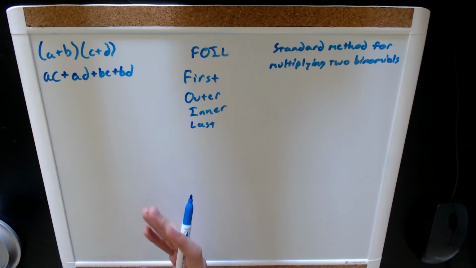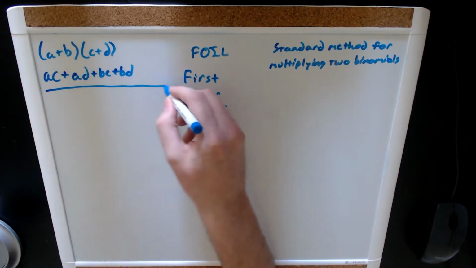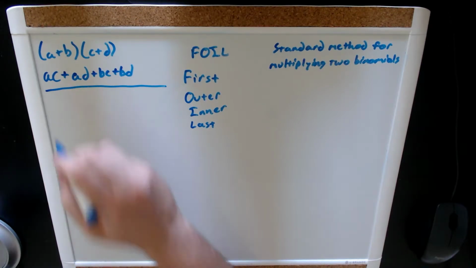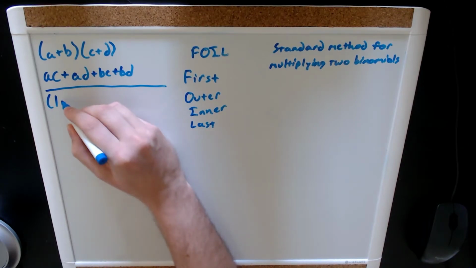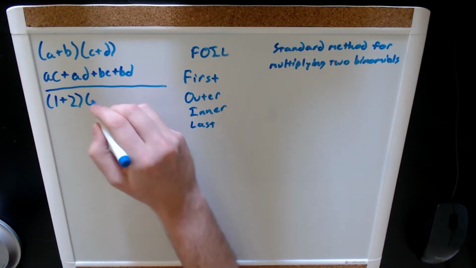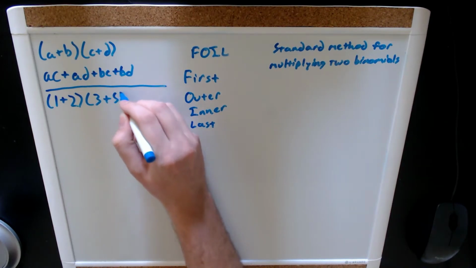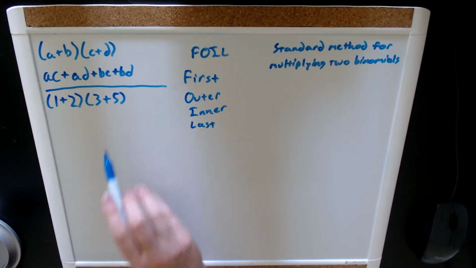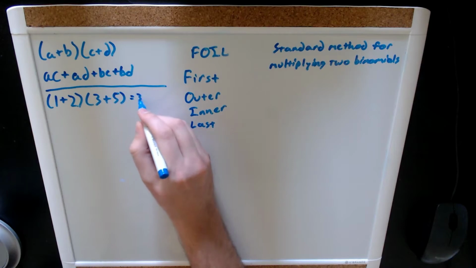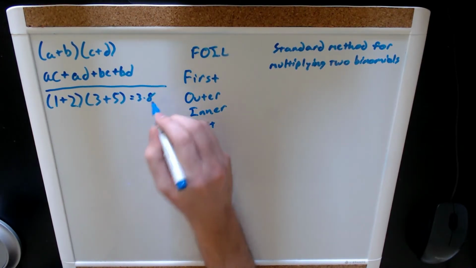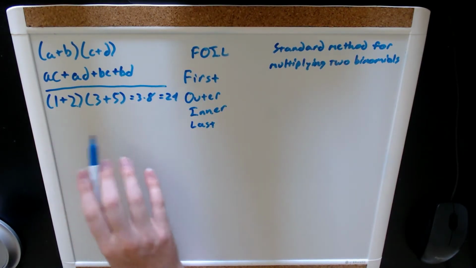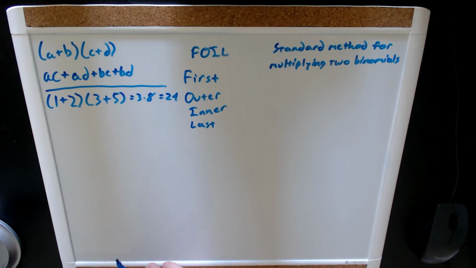So that's how it works in theory, but let's get a real simple application so we can prove that it works. For this, I'm going to substitute in some numbers for our current variables. I'm going to make a equal to 1, b equal to 2, c equal to 3, and d equal to 5. Now, it's not terribly practical to do it this way because we know 1 plus 2 is 3, and 3 plus 5 is 8, and 3 times 8 equals 24, which we've arrived at without having to go through the FOIL method. But this is a proof of concept.